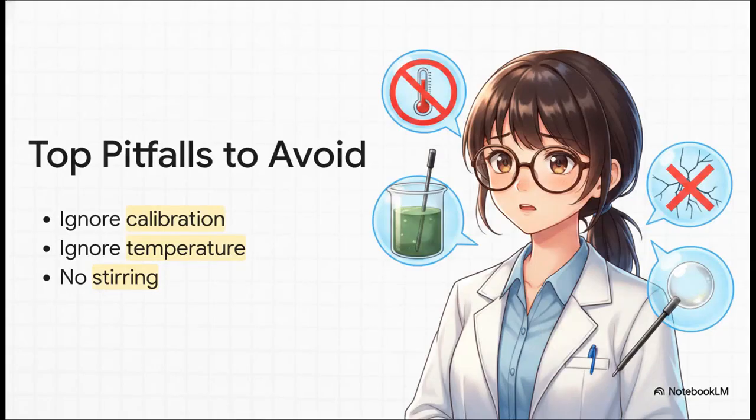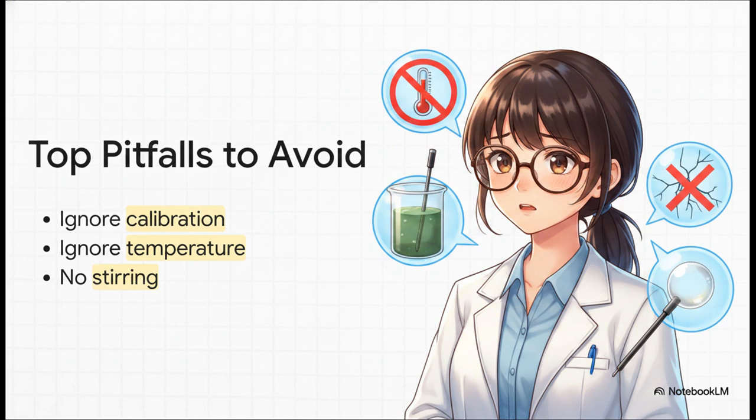But listen, even with a perfectly calibrated sensor, operators frequently make crucial mistakes that completely ruin their data. These are the top pitfalls to avoid. Never neglect your regular baseline calibrations. Always ensure your temperature compensation features are active. Remember, temperature dictates oxygen capacity. If you're using a polarographic sensor, you absolutely must actively stir the sample. Because the electrode physically consumes oxygen as it reads it, stagnant water will quickly give you a false low reading.